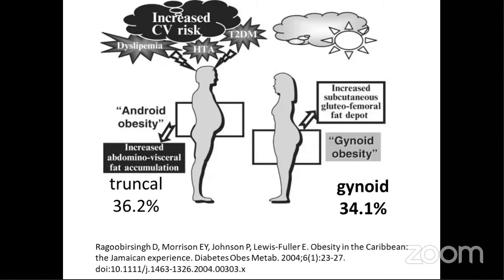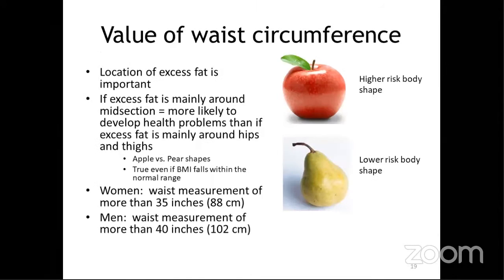Now, this chart indicates that about 36% of our male population, this was in 2004, 36.2%, have what we call android obesity or truncal obesity. And then we have 34.1% of our female population having gynoid obesity. This indicates that our female population has a high waist circumference. And if your waist circumference is more than 88 centimeters or 35 inches for women, or more than 102 centimeters or 40 inches for men, you're at a higher risk of having a non-communicable chronic disease.